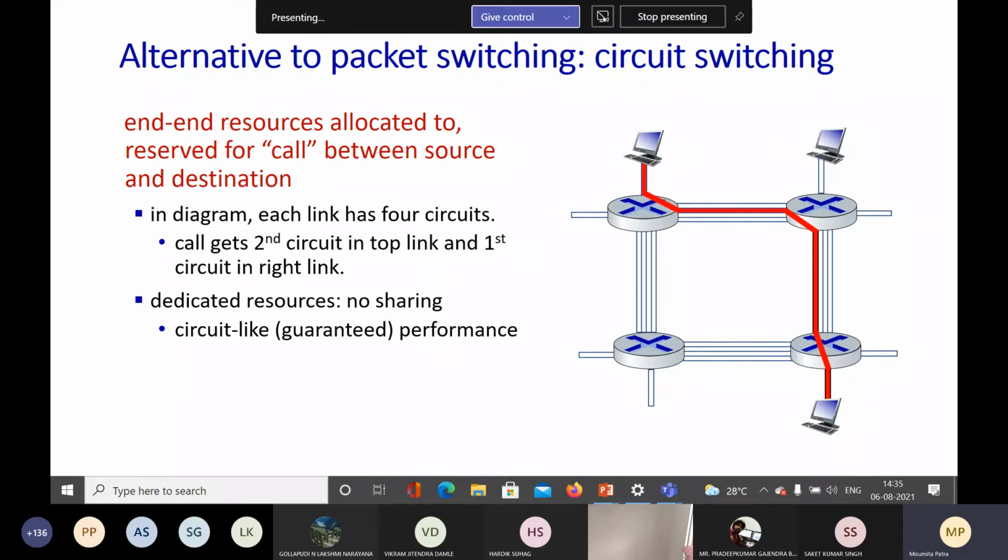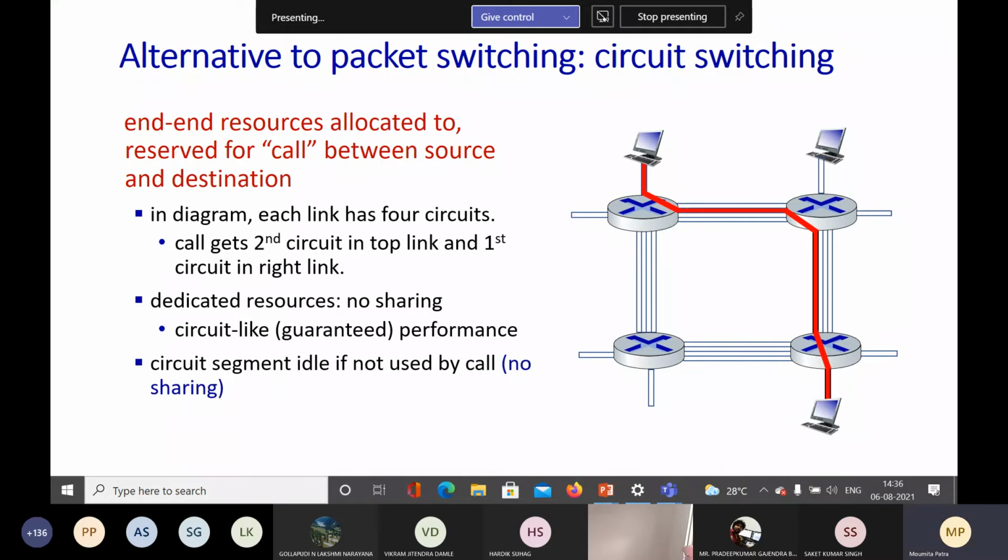That means you are creating a dedicated path from a source to the destination, and you are guaranteeing that the data you are transmitting from the source will actually reach the destination, unlike packet switching where there is no guarantee for delivery of packets. Because you don't know what's happening in between the routers, you cannot guarantee that your packet will reach the destination. But here, since you have a dedicated path, you can guarantee that your data will reach from the source to the destination.